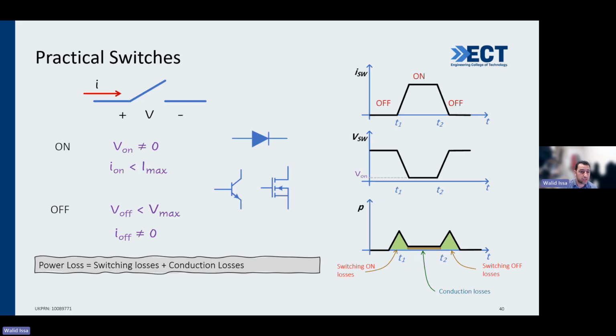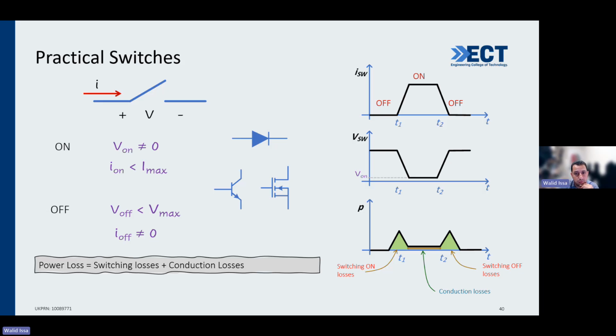What about practical switches, like a transistor or a diode? What do we have? We have voltage drop and current as well. We have voltage drop across all switches during the on and off time. And when you transition from off to on, you can't make it instantaneous. You have to have time, because there's physics there. The physics tells me that you have time to make the transition from on to off. You can't make it instantaneous.